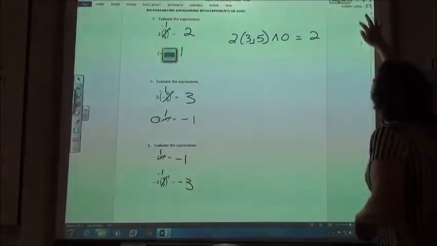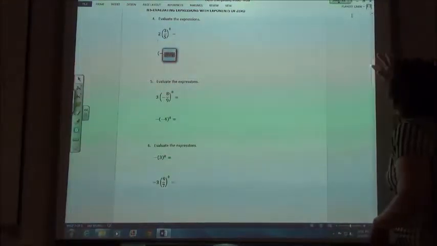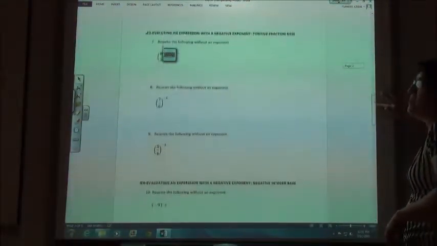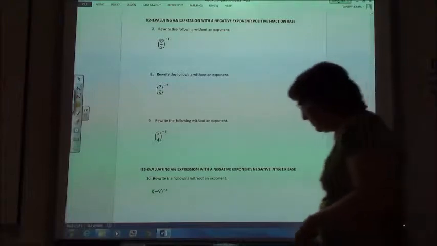So it doesn't make a whole lot of sense, and it's an easy thing to forget, but anything to the 0 power equals what? 1. Yep.